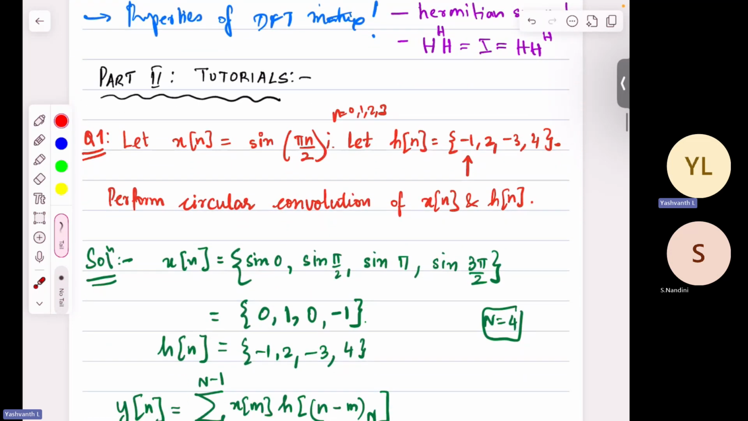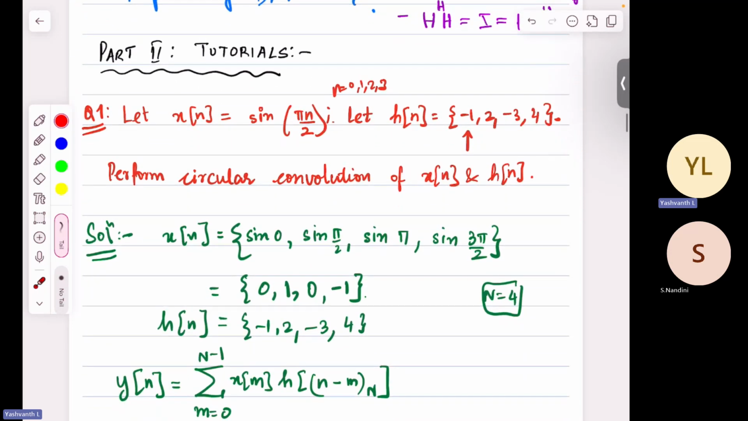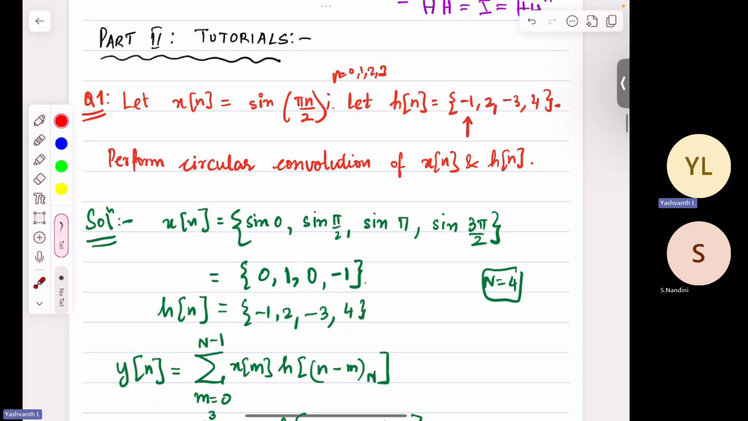So now let's start with the problem solving for today. What we are going to do is see some problems related to DFT today. That's basically the goal for today.